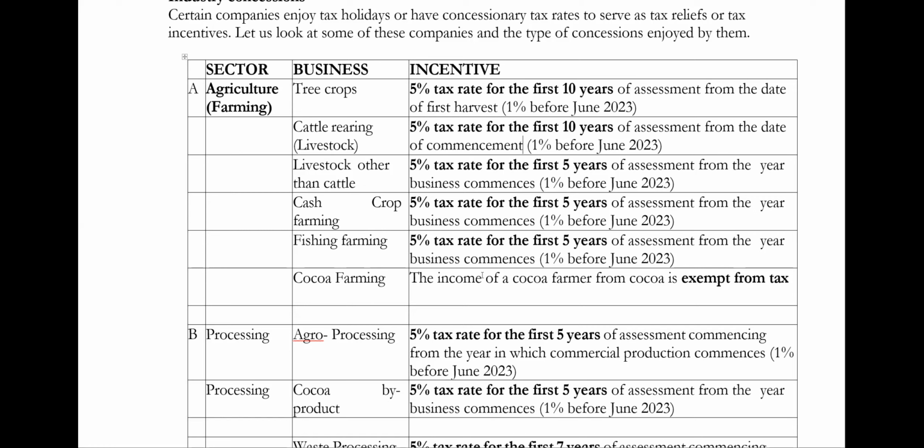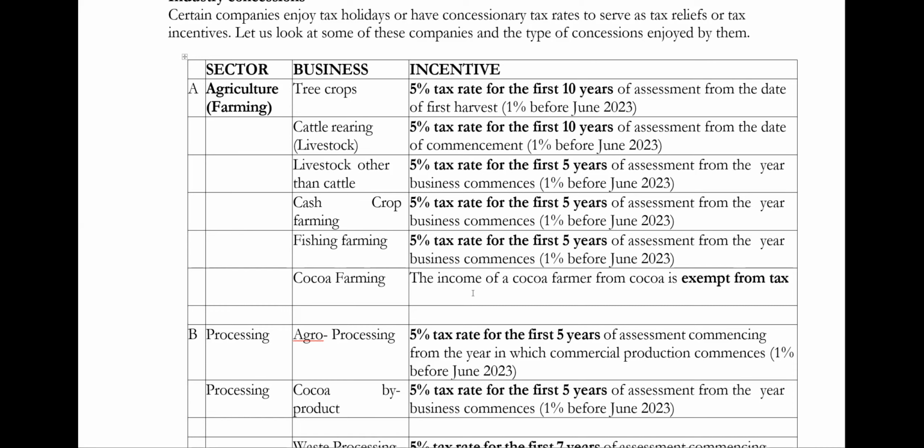So these are the agriculture concessions. Any livestock other than cattle is 5 years, but cattle is 10 years. Tree crop, 10 years. Cash crop, 5 years. Cocoa farming, exempt from tax. Please, are we okay? Do we have the concession for agriculture? Can we move to processing businesses?